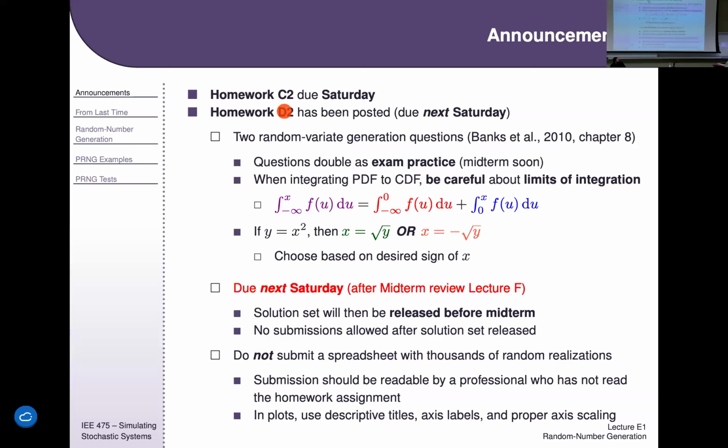Those D2 are due next Saturday. And so when you generate these random variates, you're probably going to drop the formulas that you generate into something like Excel or MATLAB. But let's say you drop them into Excel and you're going to generate, I forget how many, maybe say 10,000 random variates. And then I ask you for a histogram. The histogram should go into your, say, Word document or Google Docs document that you use to build your response to your homework assignment. That should be the main response.